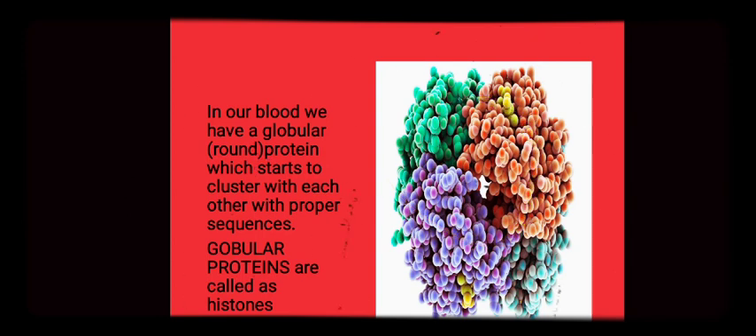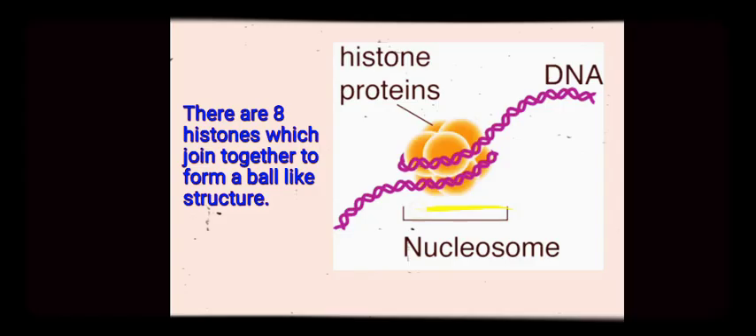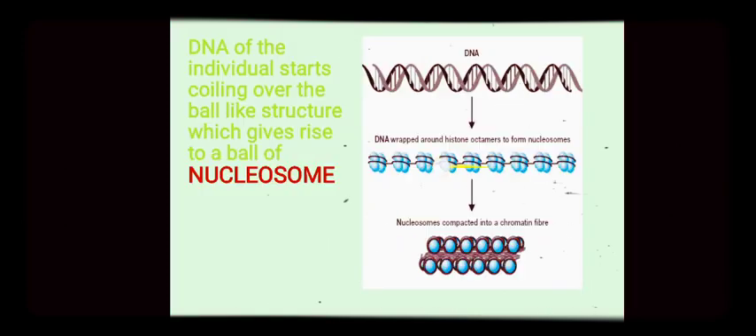Alright. This globular proteins has a special name. They are known as histones. Now, what do histones do? There are 8 histones, alright, 4 over here and 4 below, which join together to form a ball-like structure. Like this is one histone, you have another histone, and this histone, they all join together from a long chain, alright. They form a ball-like structure.